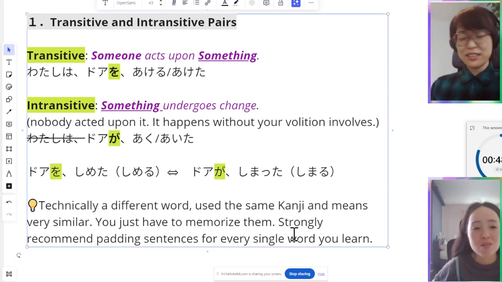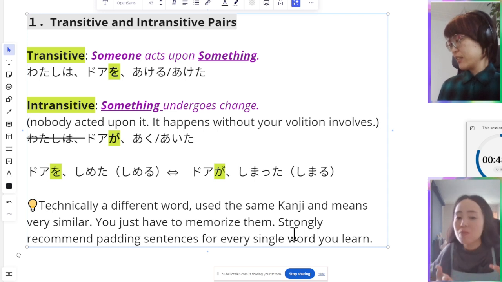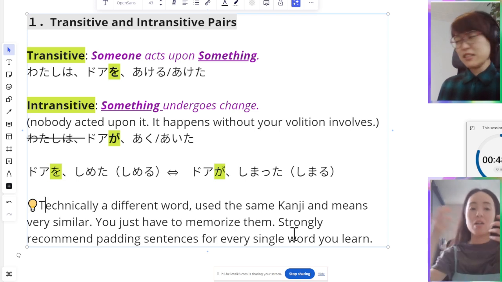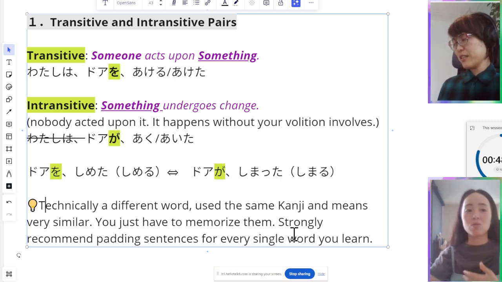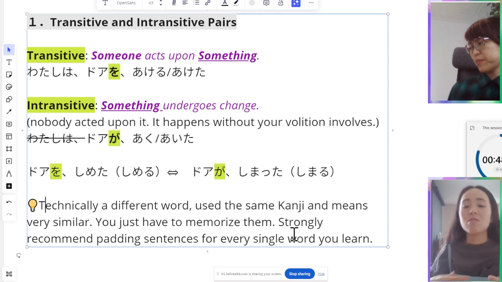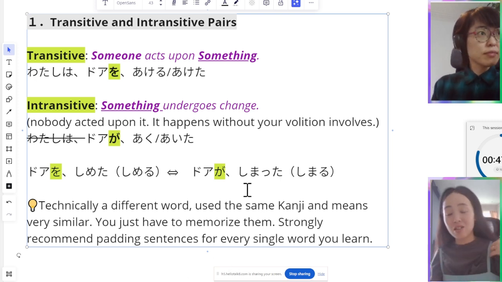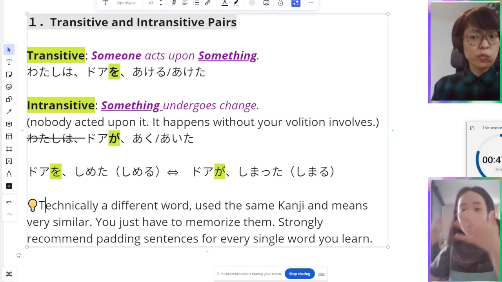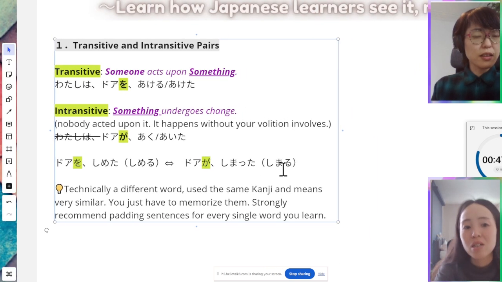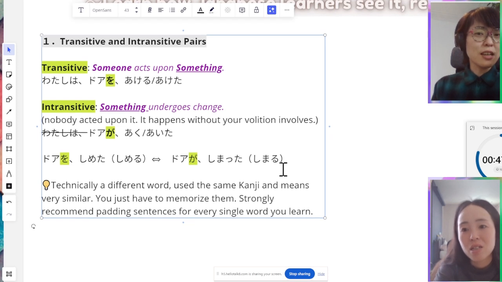Yeah, because in Japan, Japanese people don't think about intransitive and transitive. So we naturally talk. So that's why I think getting used to it, used to speaking, is very important. Okay, so your point is Japanese people never care about this.